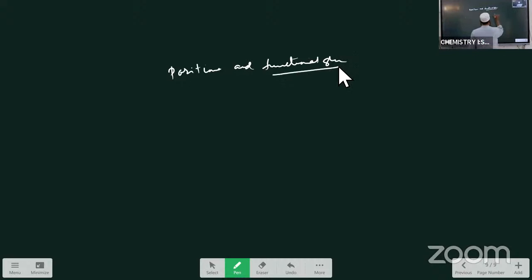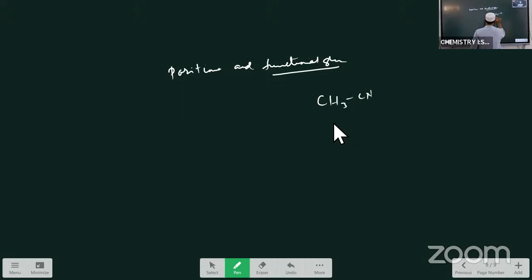Okay, after this I am explaining to you about position and functional group isomerism. What is isomerism? What do we call isomerism? Simply, I am writing one example. First you see this, I am taking an example in functional group and writing it.